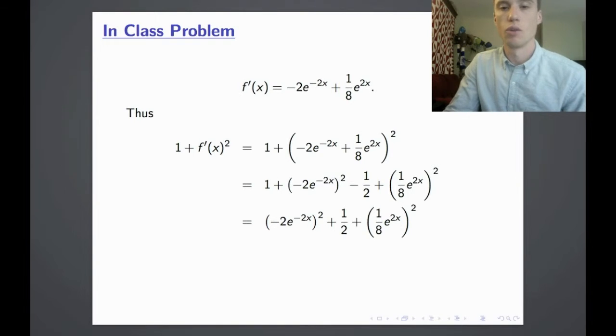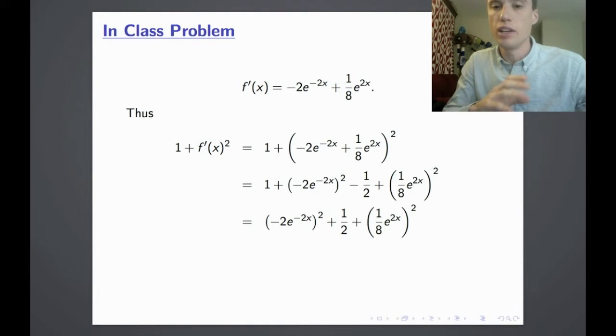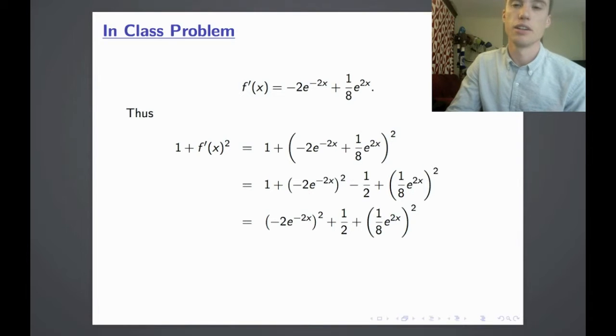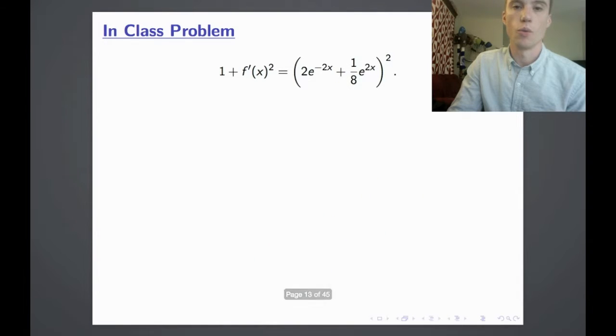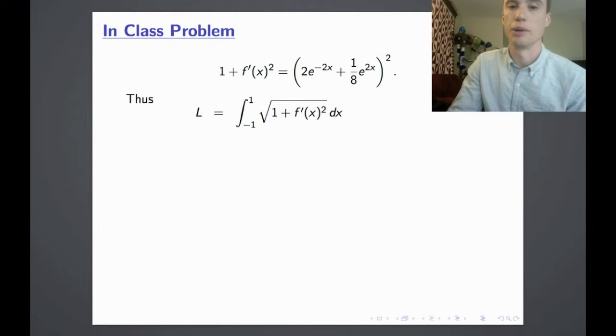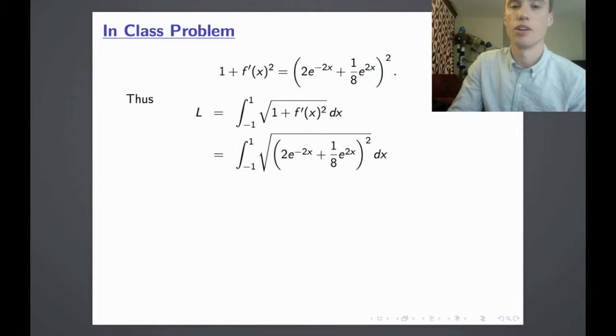So recall that 2 e to the negative 2x times 1 over 8 e to the 2x times 2 is equal to a half. So this is actually a perfect square, and it is 2 e to the negative 2x plus 1 over 8 e to the 2x squared. Now, I've reproduced that equation here, and we can plug this into our length formula. We're going to integrate from negative 1 to 1 the square root of 2 e to the negative 2x plus 1 over 8 e to the 2x squared with respect to x.